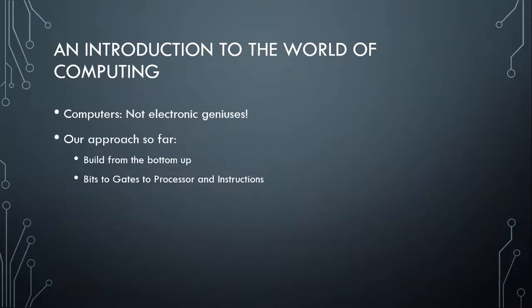Our approach so far has been to build from the bottom up. Notice we started first in this course to talk about things like binary and hexadecimal, then we moved to logic gates. So there's this whole process of us going from talking about bits, then talking about gates, and then lastly we're going to be talking about things like processors and instructions. We're gradually building everything up to learn more and more of the different things that go on in the world of computers.